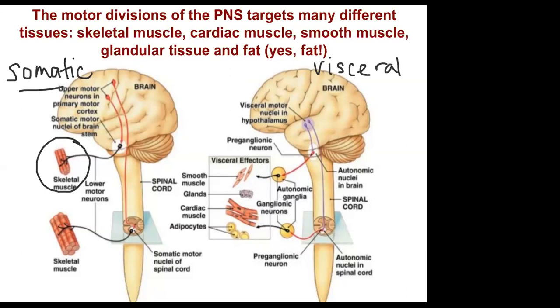On the visceral side, we can look at the targets and see that we have things like smooth muscle, we have things like glands, cardiac tissue. So a lot of the tissues that are involuntary, and of course visceral refers to organ, so these will make sense. Some of you might have noticed here that adipocytes are actually listed, so you may not realize that the nervous system can help regulate what goes on in our fat tissue, and that is actually important regulation for our metabolism, as an interesting side note.